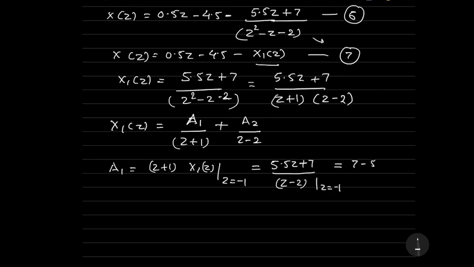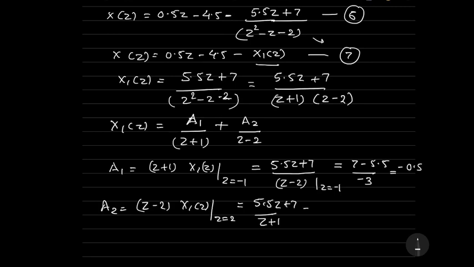7 minus 5.5 upon minus 3 is equal to, we get minus 0.5. Okay. Next a2, in order to get a2, we will again multiply z minus 2 with X(z) and set z equals to 2. We get (5.5 z plus 7) upon z plus 1. So we get here 5.5 into 2 plus 7 upon 3. The result we get is 6.